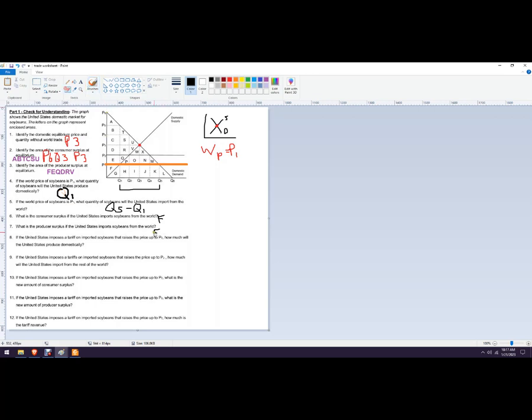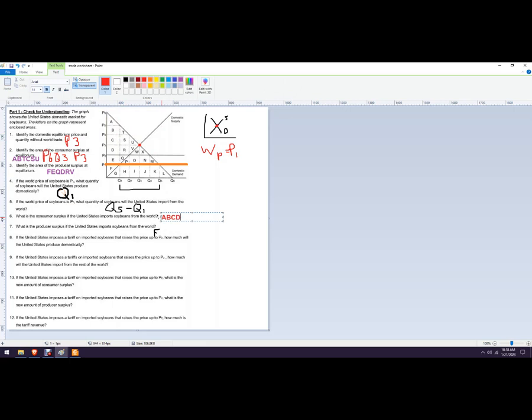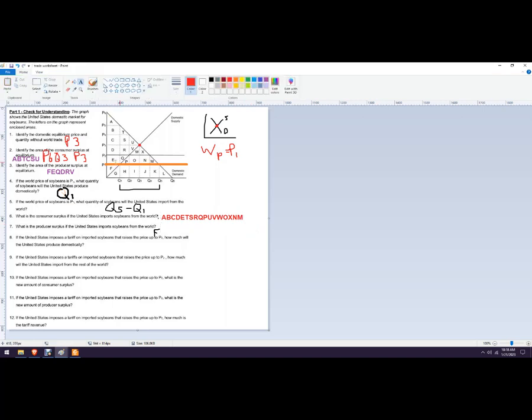Consumer surplus is going to be huge. It's going to go all the way from up here all the way down to here. They're going to buy all of that. So it's going to be a whole bunch of letters: A, B, C, D, E, T, S, R, Q, P, U, V, W, O, X, N, and M. It's a big triangle, which can be calculated. It's just one half base times height.